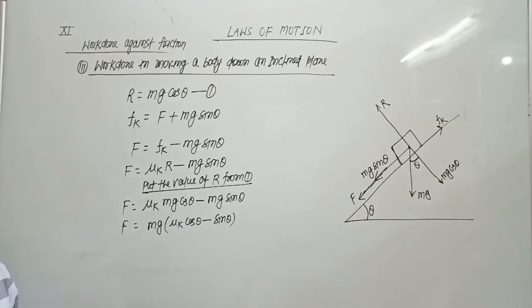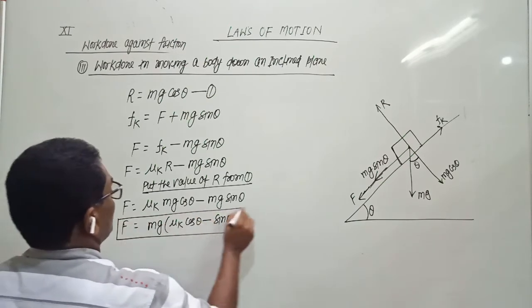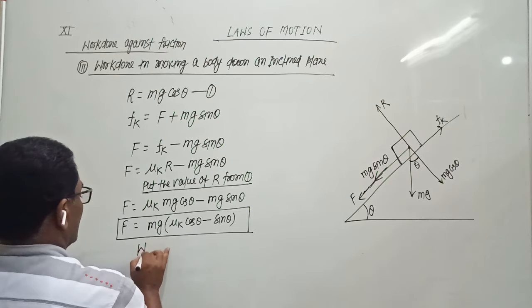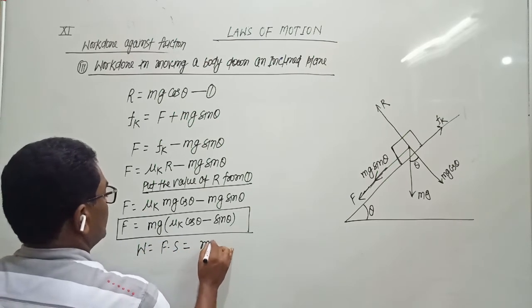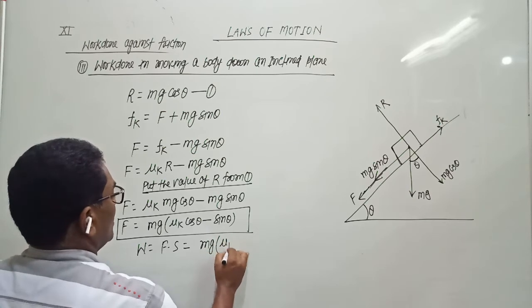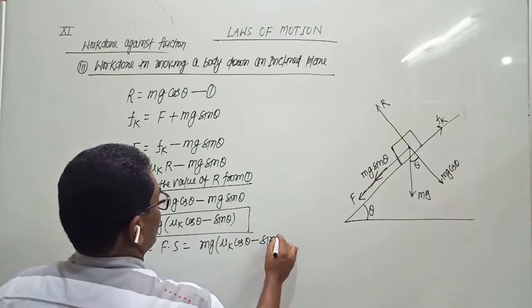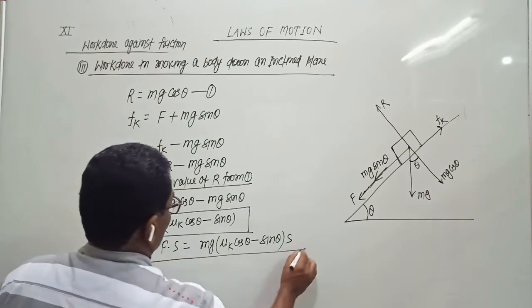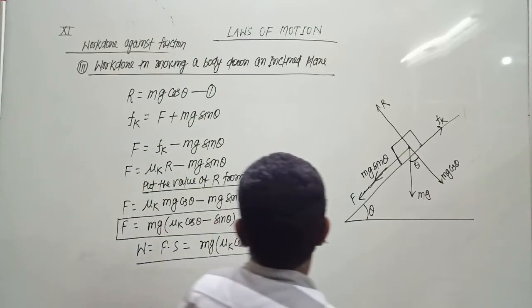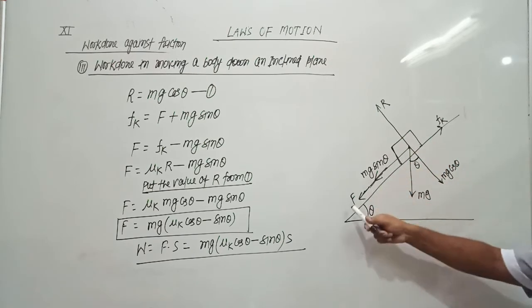This is the expression for force, and the formula for work done is work done equals force into displacement. So work done equals mg into mu k cos theta minus sin theta, and displacement is s. So this is the work done when a body is moving down an inclined plane.